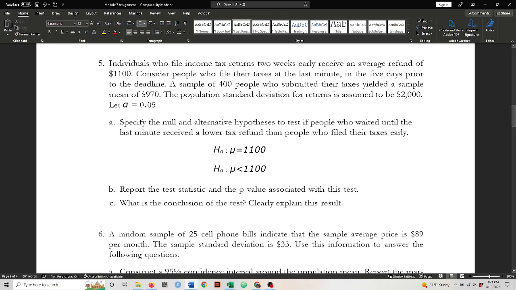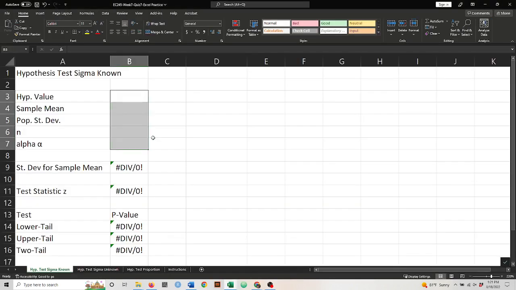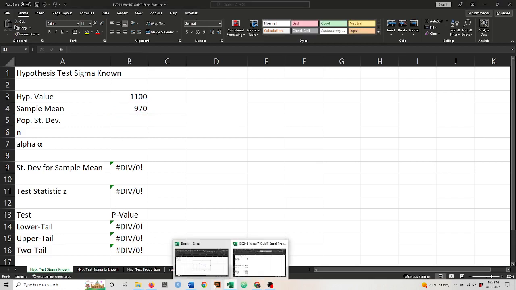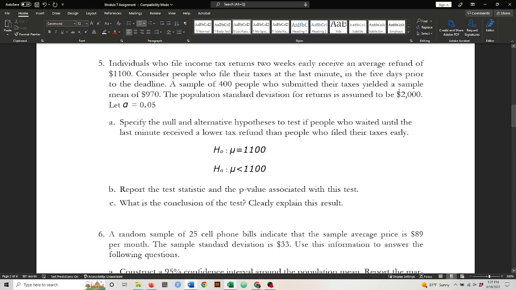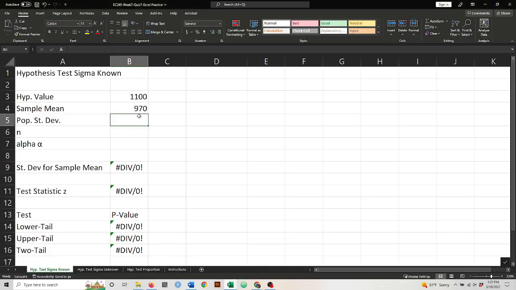Okay, I'm going to grab my stuff. Let's do this. We know all our values are up here. I'm going to open up my template. And remember we said population standard deviation is given to us, so make sure you've got the right template in here. Sigma known template. If you use the wrong template, the values will be off. Okay. All right, so $1,100 was our hypothesized value. $970 was the sample mean. They said assume that the population standard deviation was, I want to say 2,000, but I want to go back and check that just to make sure we're right. And the alpha is 0.05. Okay, so 2,000.